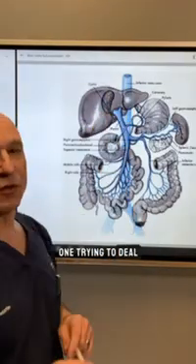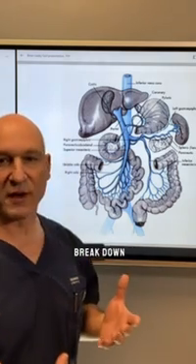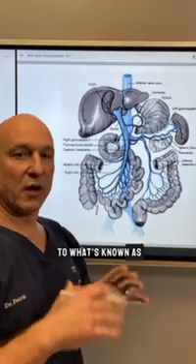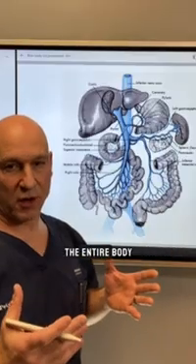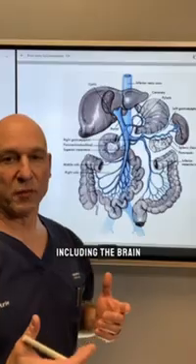It's trying to deal with all these undigested food particles, and it can only be a matter of time before it starts to break down because it just can't handle that load. That can lead to what's known as chronic inflammation throughout the entire body. Once it passes through the liver, it has free rein to go anywhere, including the brain.